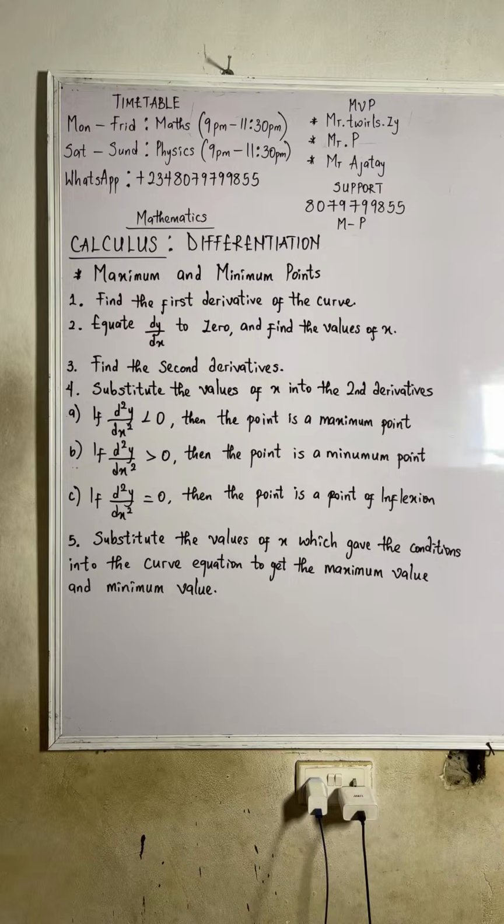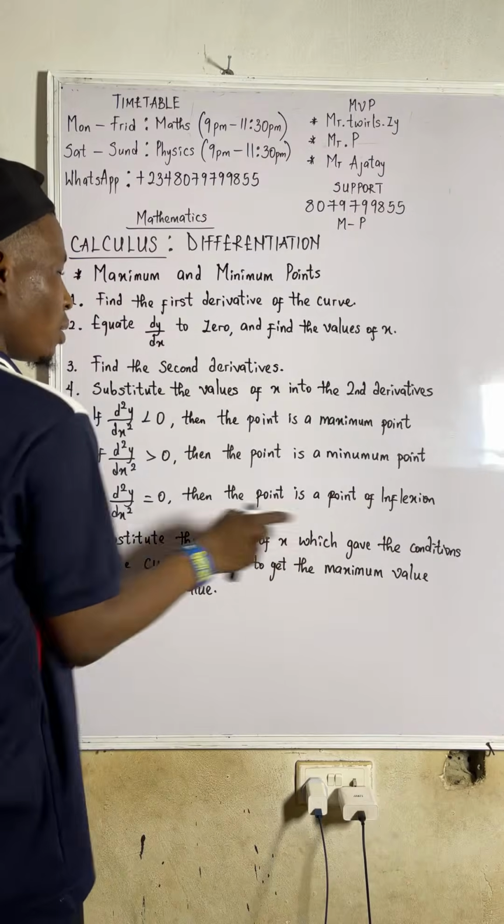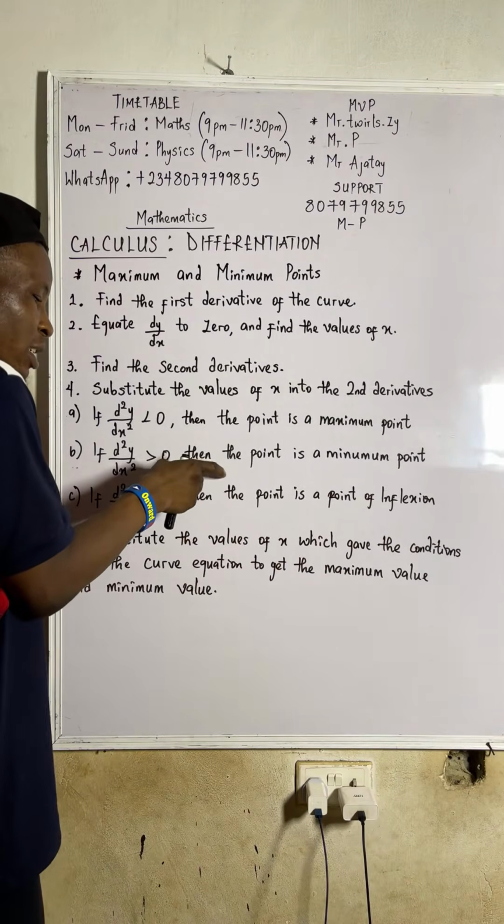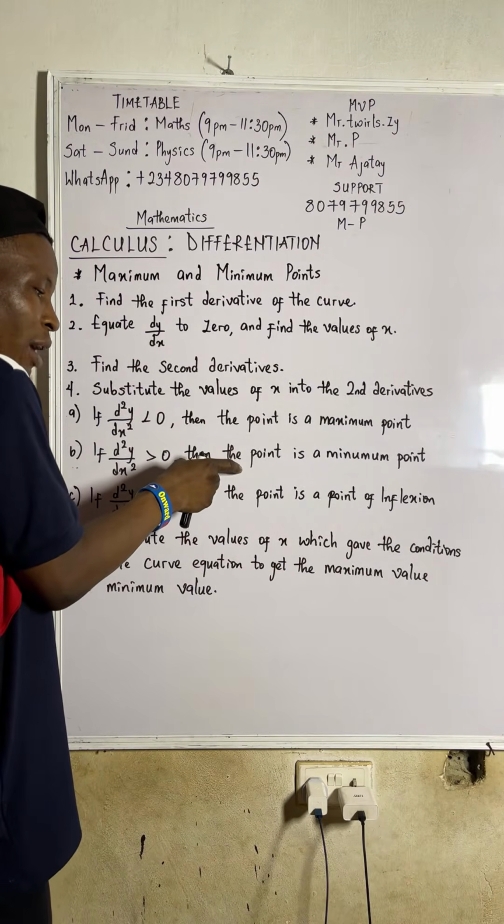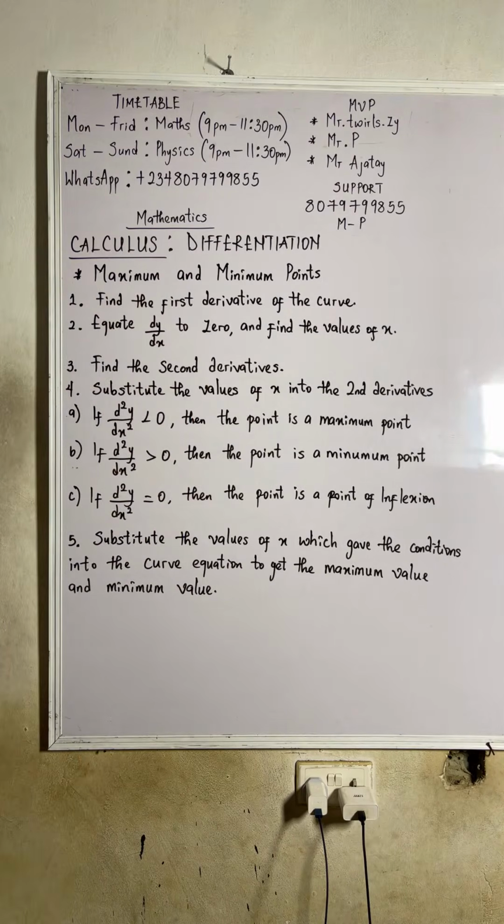To get the value, we have to substitute. If you want to get the value, you see the x, the condition you have here, you have to put it back inside the main curve. That is how you get the value. Don't worry, we will solve questions.